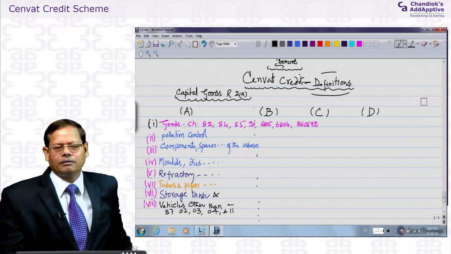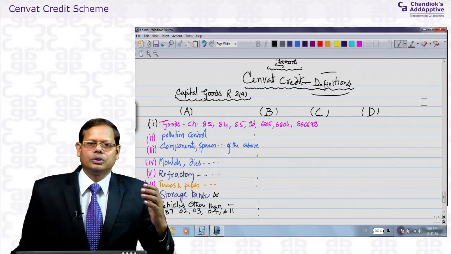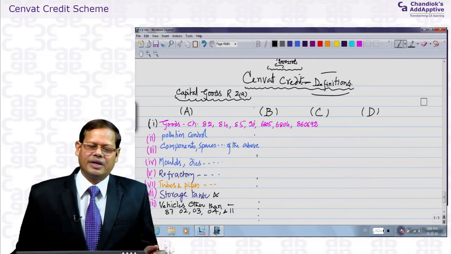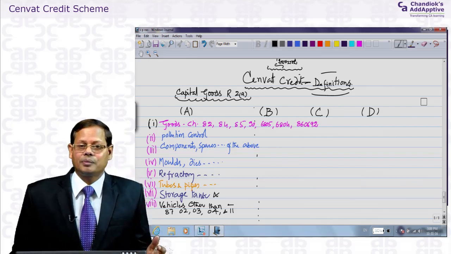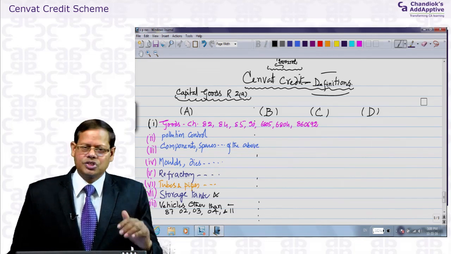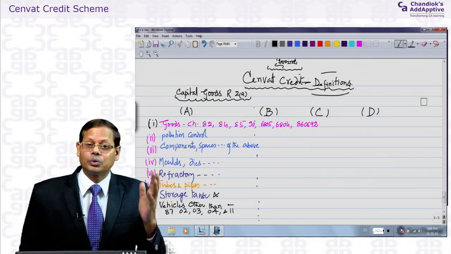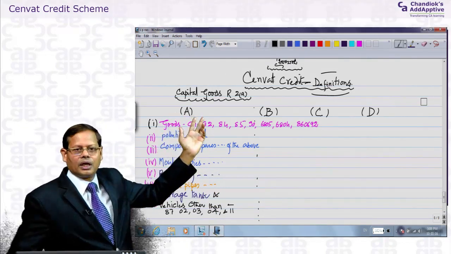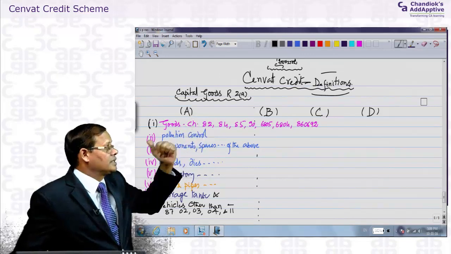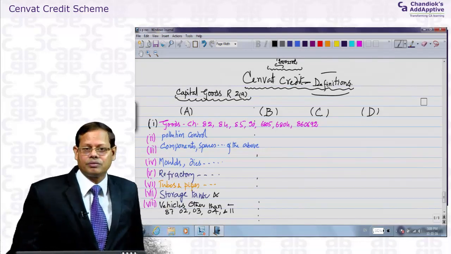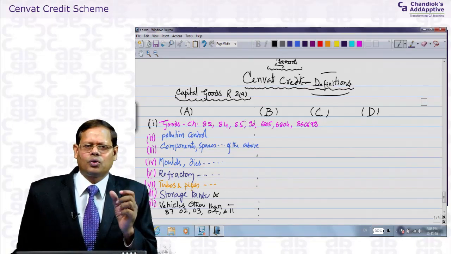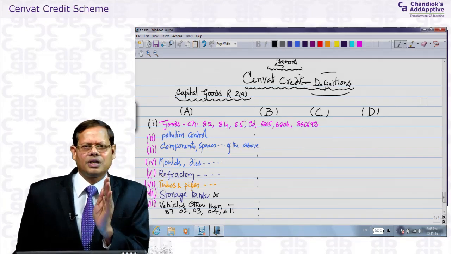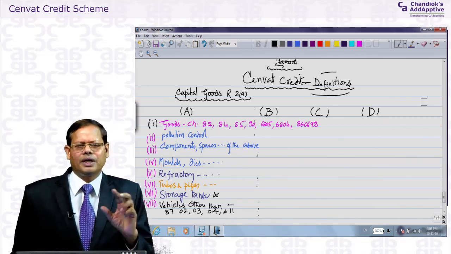First one is, they have given a list of goods relating to, of course, capital goods given in certain chapters under the Central Excise Tariff Act. The Central Excise Tariff Act has 98 chapters containing varieties of goods. But the chapters specified here are mainly relating to capital goods. Say for example, chapter number 82, 84, 85, 90, and 6804, 6805. Chapter number 68, heading number 04, and chapter 68, heading number 05. So in chapter 68, only heading numbers 4 and 5 are considered.